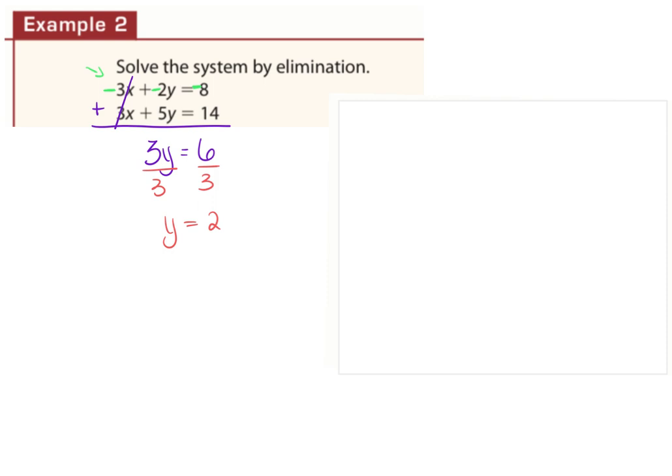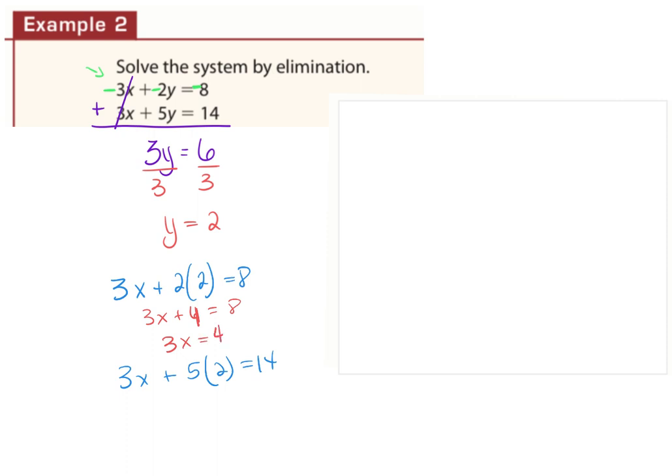And then once you have y, you're going to go back to either equation. So you're going to say 3x plus 2 times your y value equals 8. Or you could say 3x plus 5 times 2 equals 14. You'll get the same answer. So 3x plus 6 equals 8. Subtract my 6. It's plus 4. Subtract it. You get 3x equals 4.